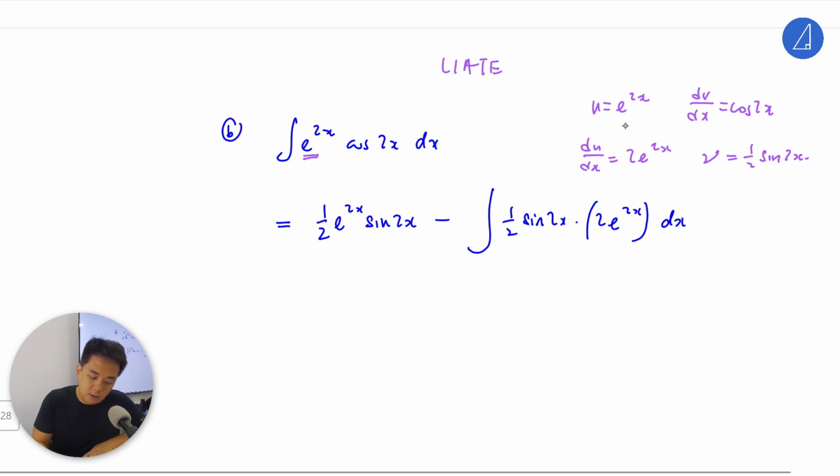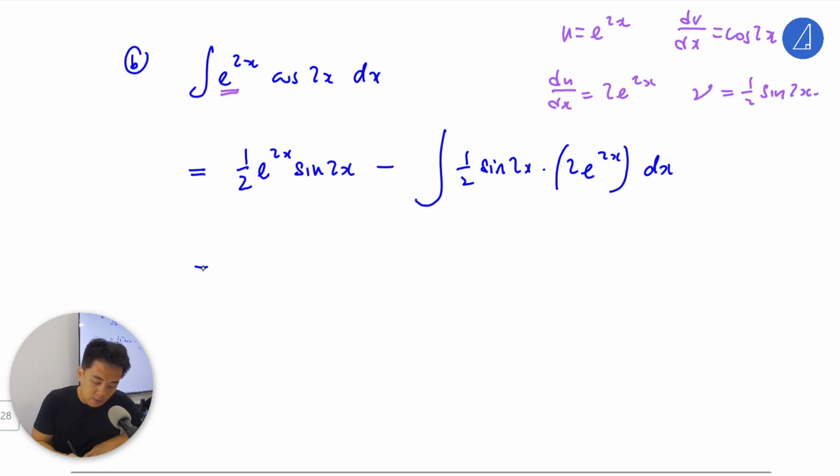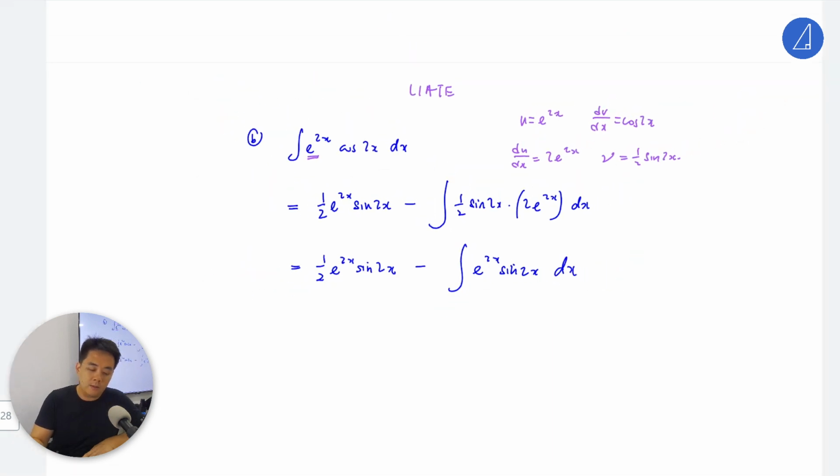Okay, so this is u multiplied by v, minus the integral of v du/dx. So rearrange it, it will be half e^2x sine 2x minus the integral of e^2x sine 2x dx.